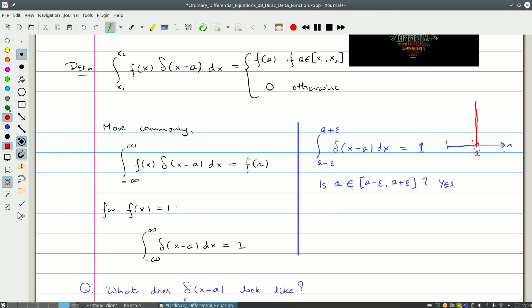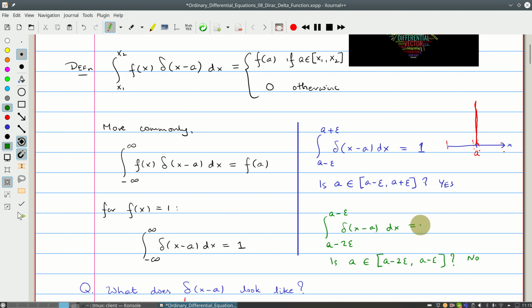And let's write another thing down here. So if I decided to integrate from, let's see, a minus 2 epsilon to a, that's not what I want, yeah, a minus 2 epsilon to a minus epsilon of delta x minus a dx. What is this equal to? Well, is a in the range a minus 2 epsilon to a minus epsilon? That's what we need to ask. And the answer is no.